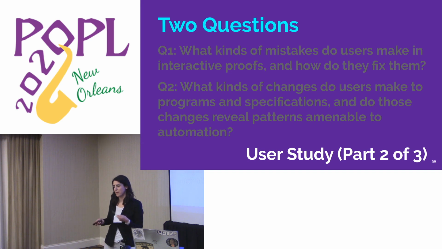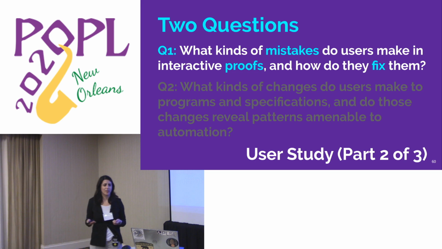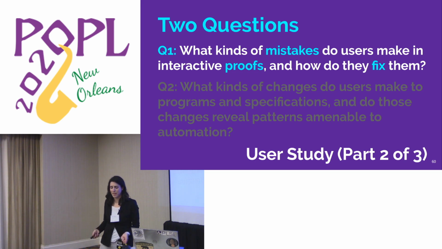Once we had all of this, we looked at it to answer our 2 questions. Now, there's a lot about this in the paper. I'm just going to give you some of our takeaways from this. So our first question looked at mistakes in proofs and fixes to those mistakes.